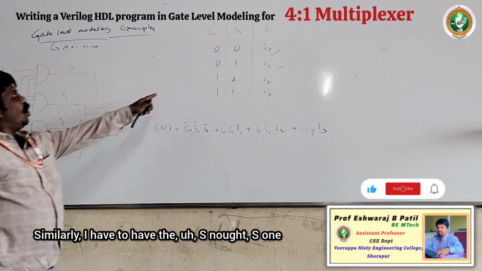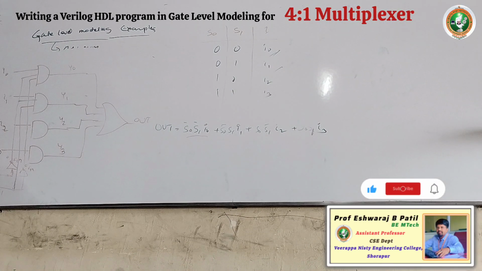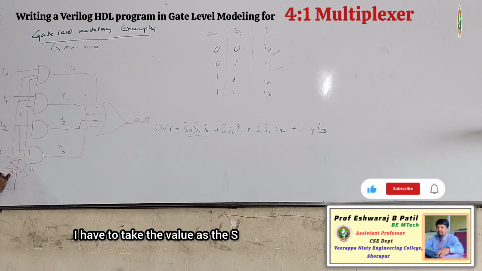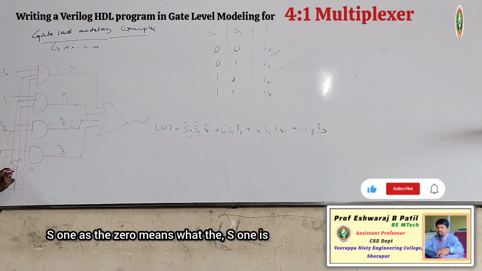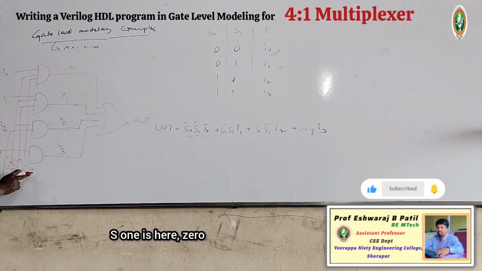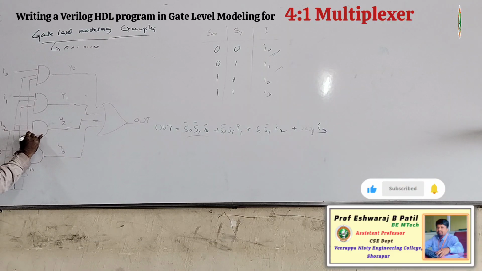Similarly, I have to have S0 and S1 as 1 and 0. S0 as 1 means what? I have to take the value as S0 from here, and S1 as 0. S1 as 0 means what? The S1 is here 0. That's what I can send the select lines from this one.